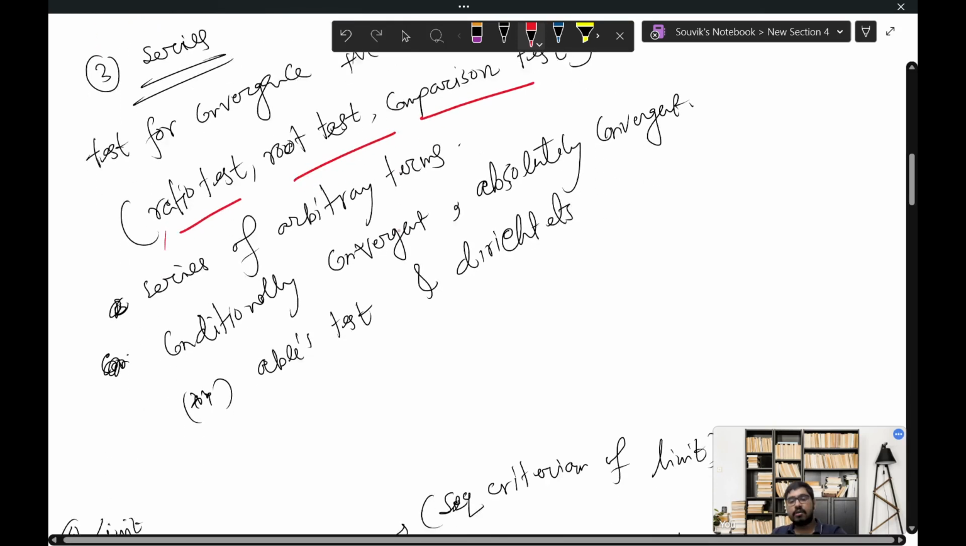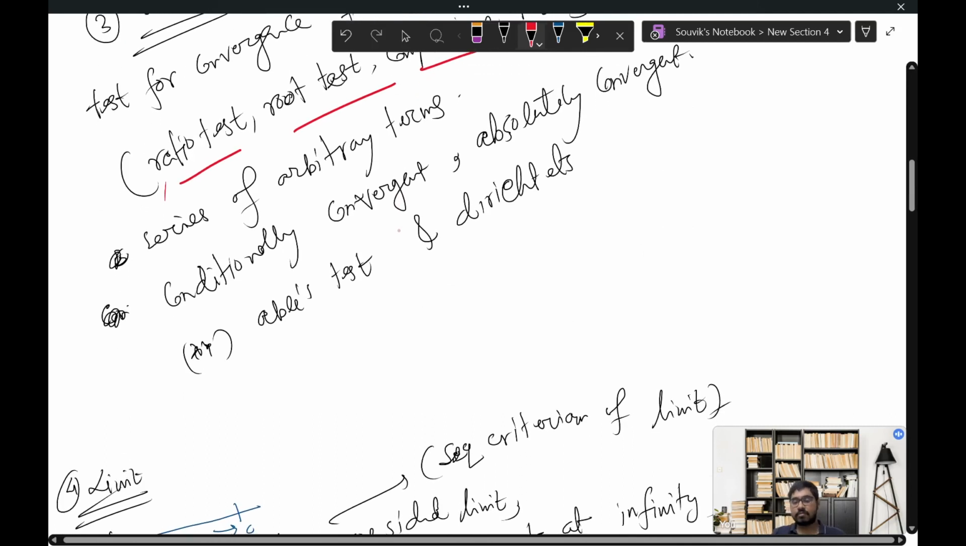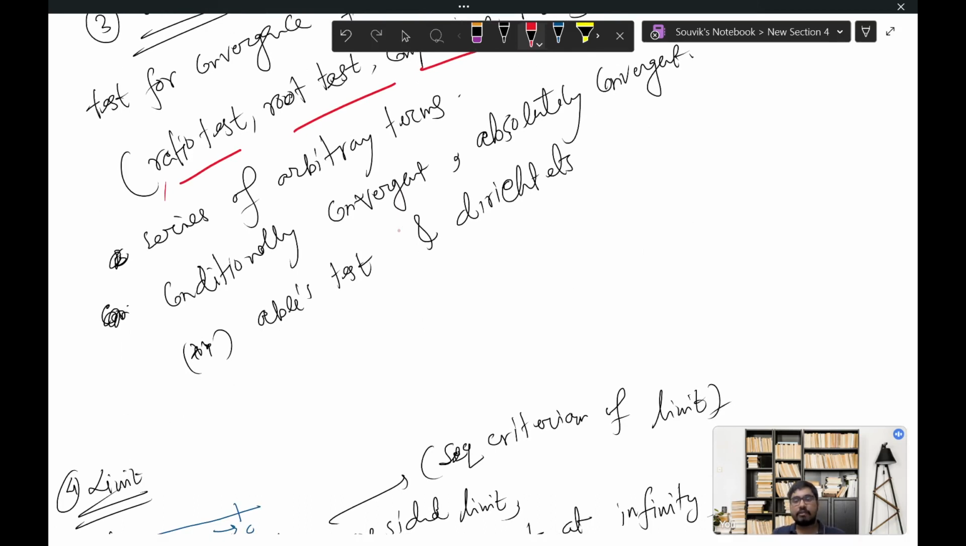Okay. So there is the concept of series of arbitrary terms. Then we introduced conditionally convergent series and absolutely convergent series. There are Abel's test and Dirichlet's test, which are actually used to look at the convergence of series of arbitrary terms. And these tests are very, very important for exam purpose.